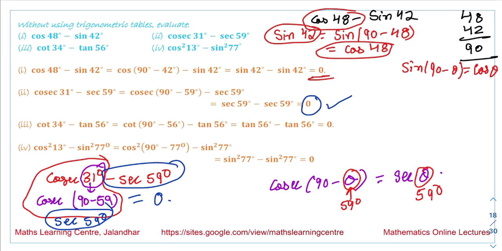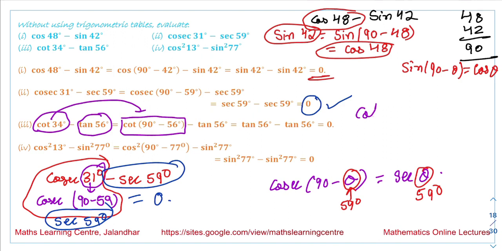Similarly, for the next one, we have cot 34 degrees minus tan 56 degrees. We write cot 34 as cot of 90 minus 56. The formula we are using is cot of 90 minus theta is equal to tan theta. In place of theta, now we have 56.